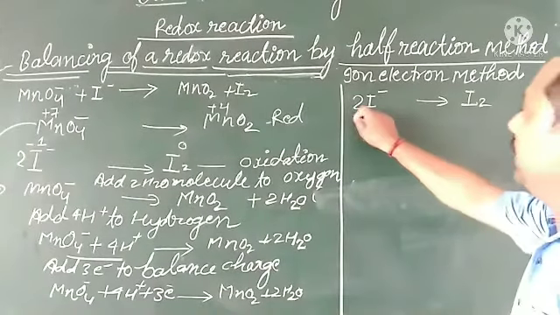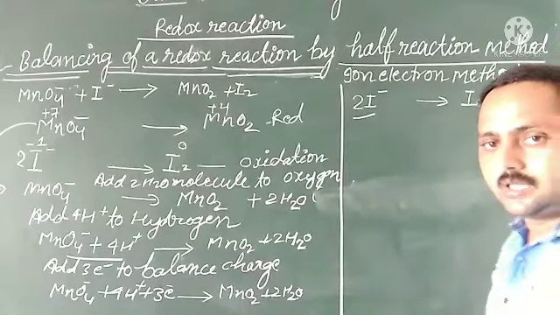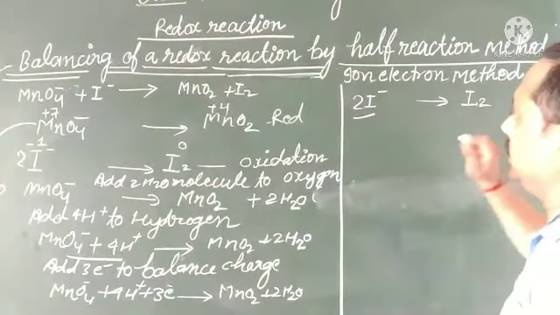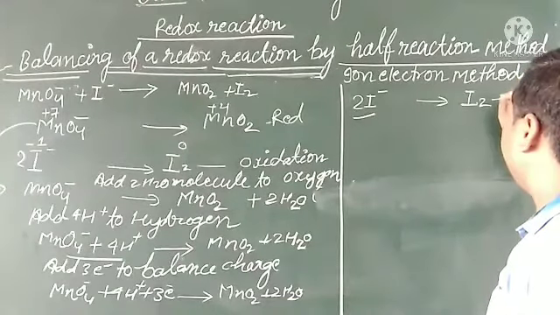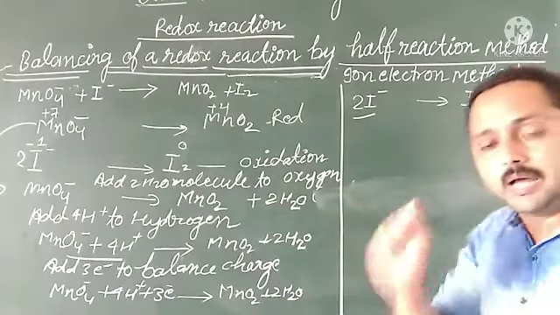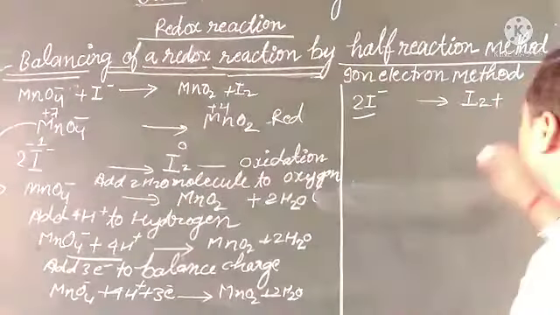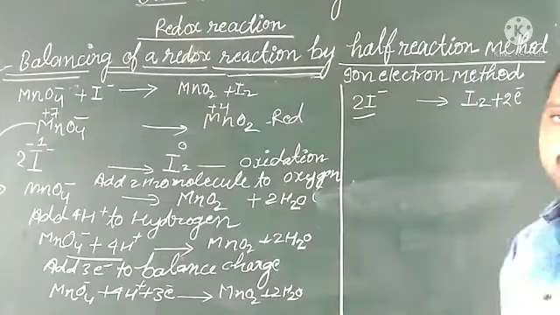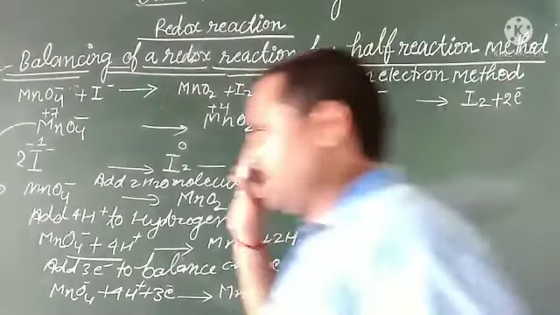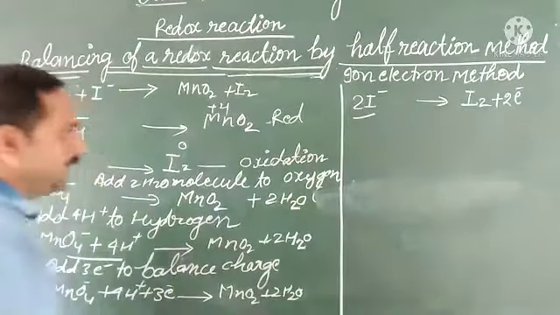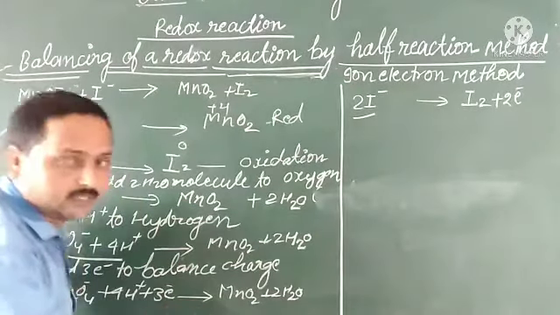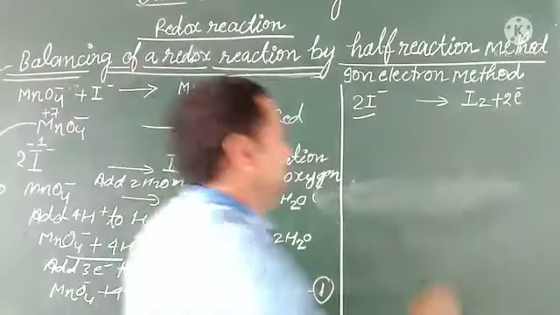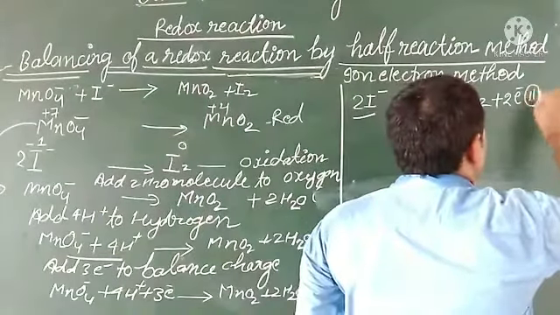That side minus 2 charge is there, and this side no charge is there. So we will add electron. How many electrons? 2. So this side minus 2 charge, that side also minus 2 charge. For better, we can do one thing here. We can write equation first to this and equation second to this.